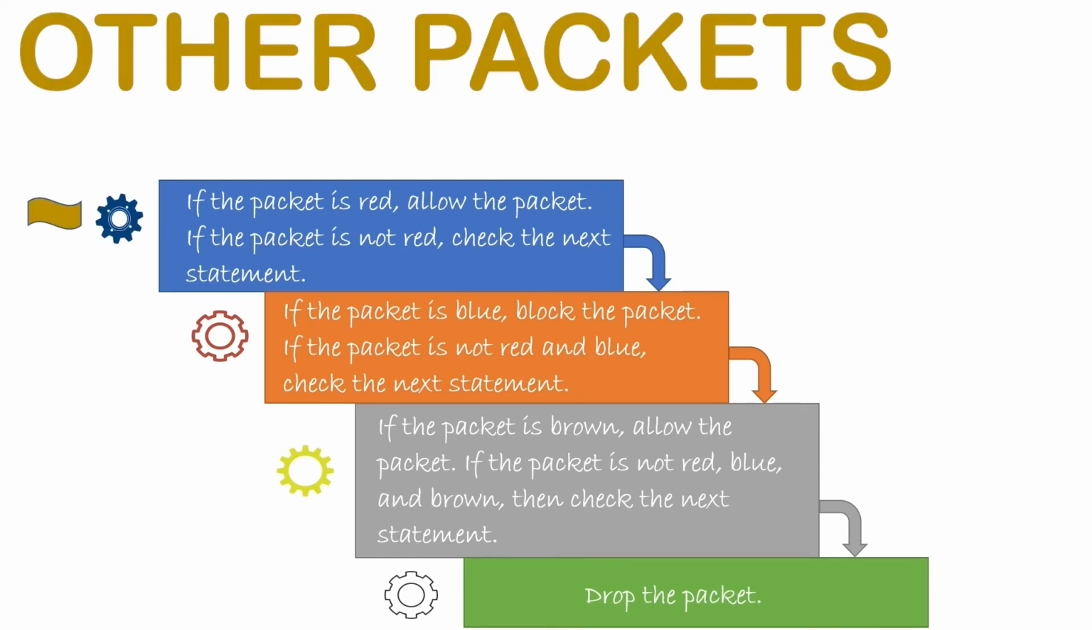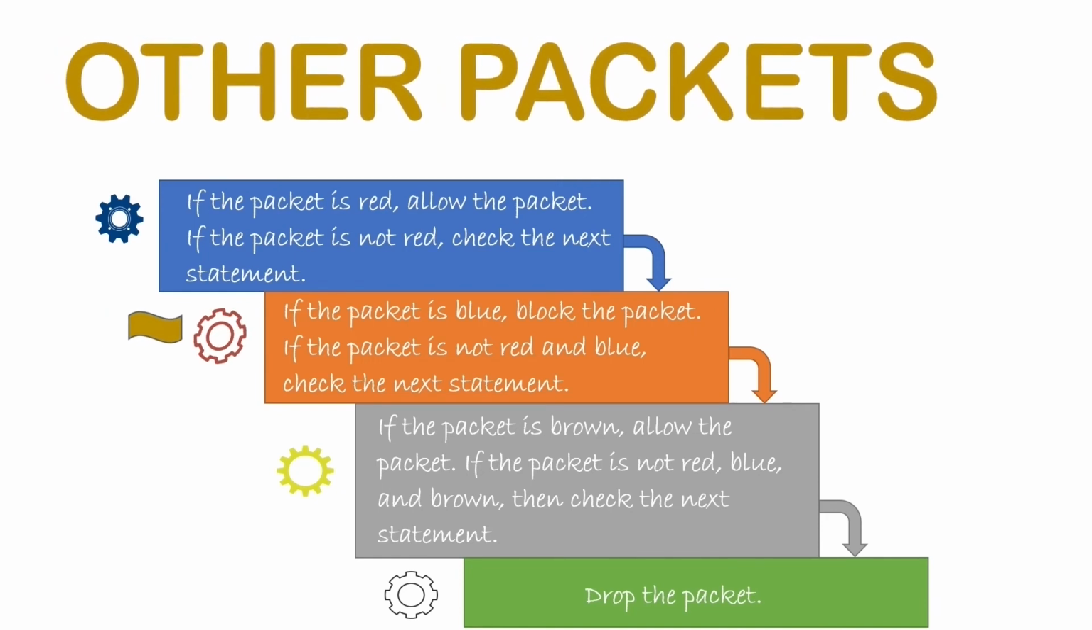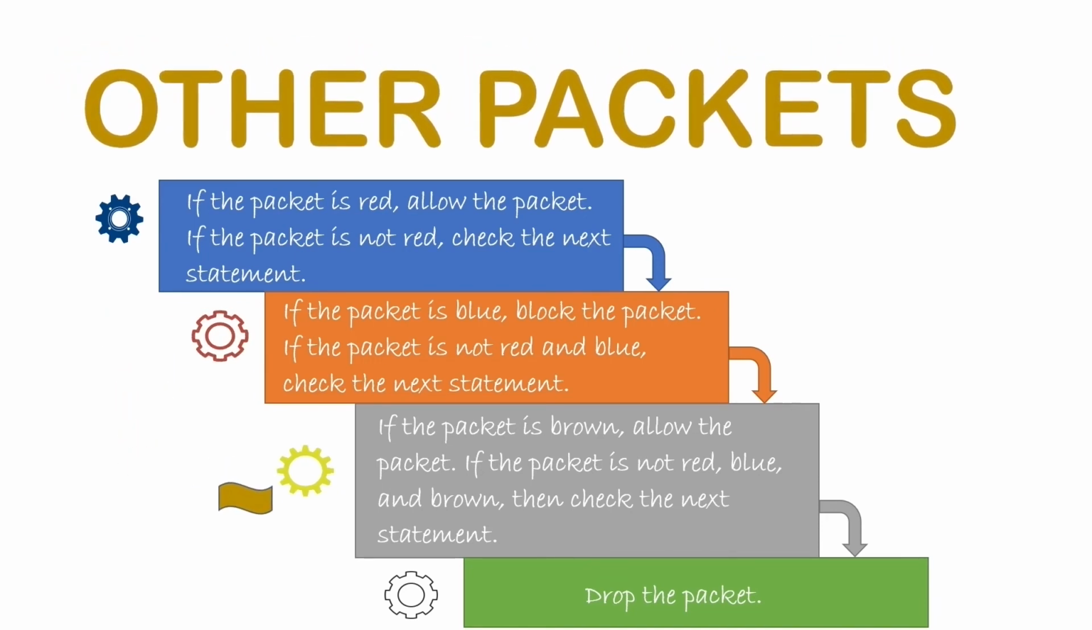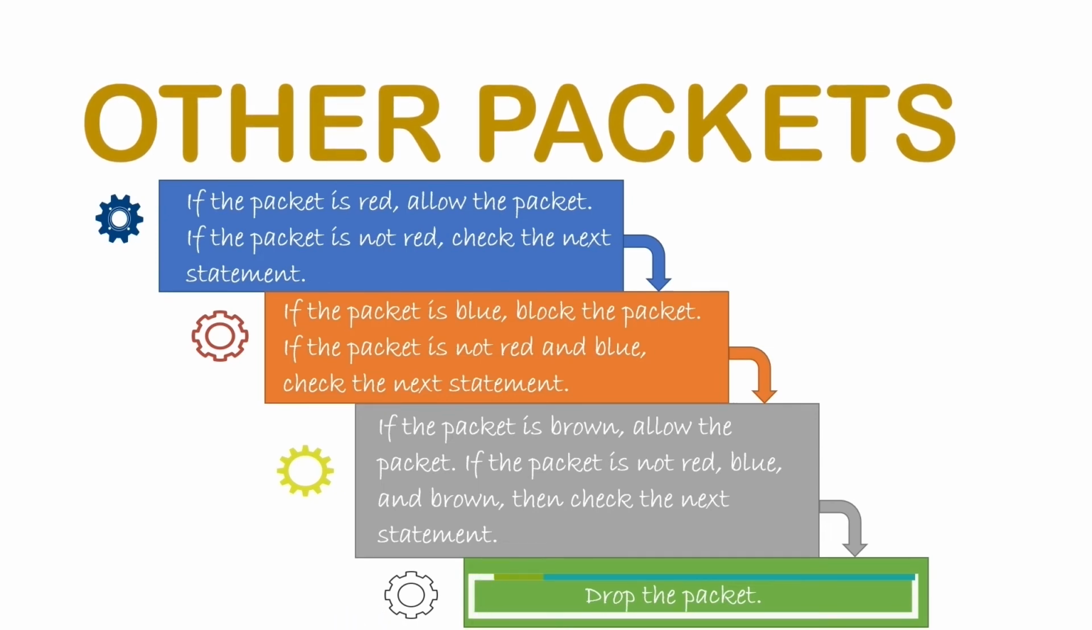It is an orange packet. Since it is not a red, blue, or brown packet, it will not be processed by the first, second and third line. The fourth line of the ACL discards all packets. Because of this line, all packets that are not processed by the first, second, and third lines will be discarded.